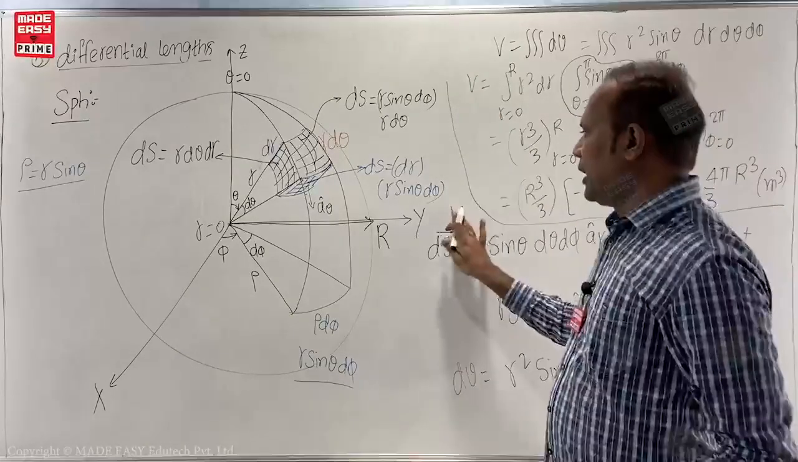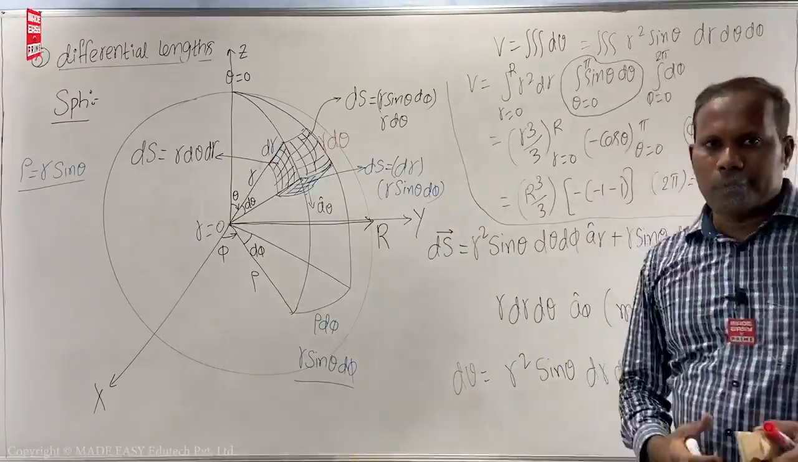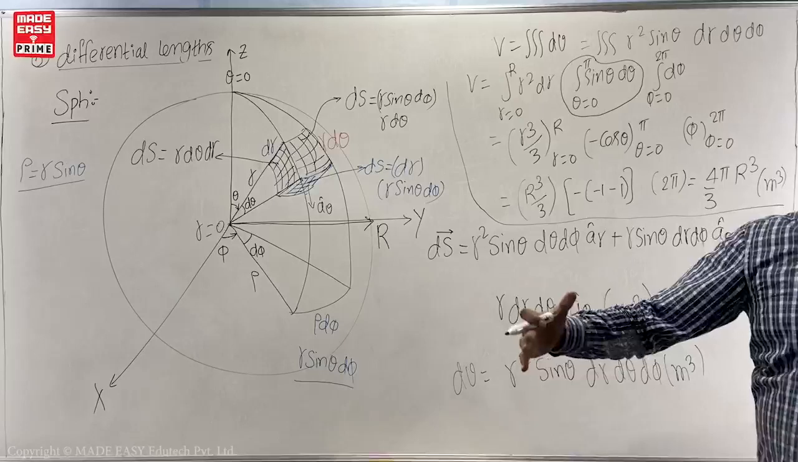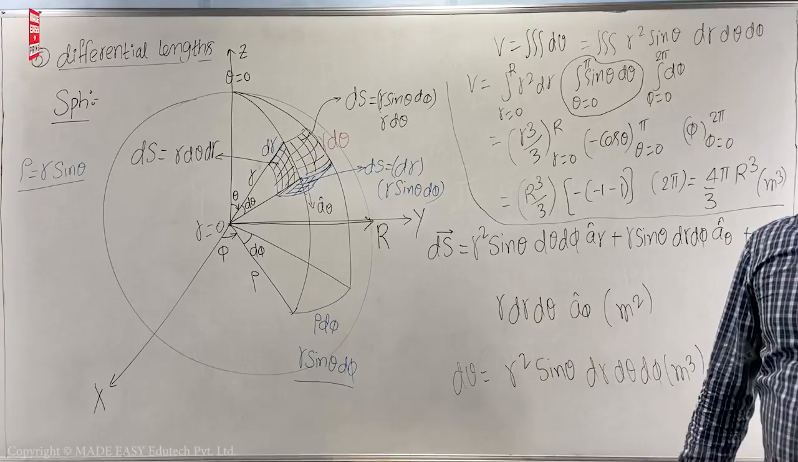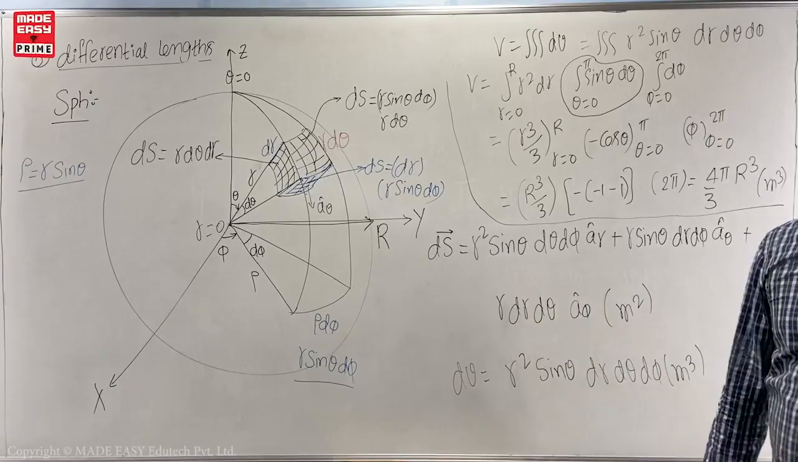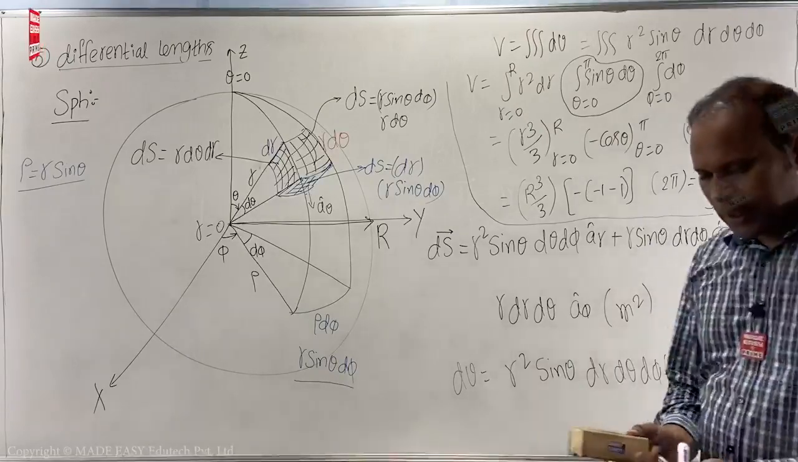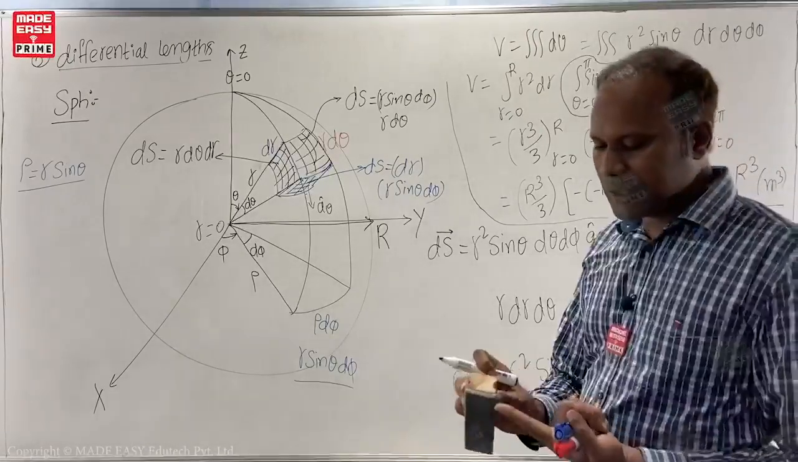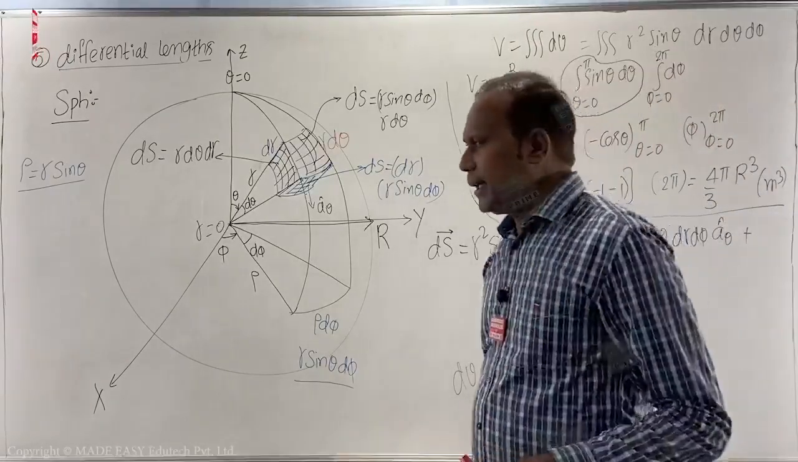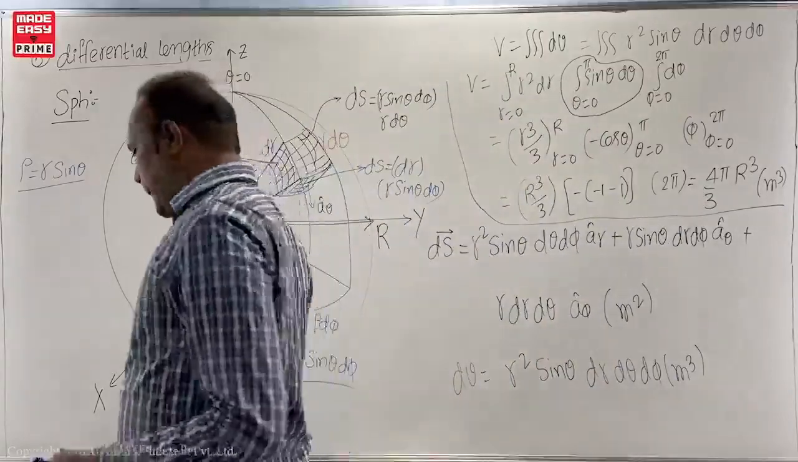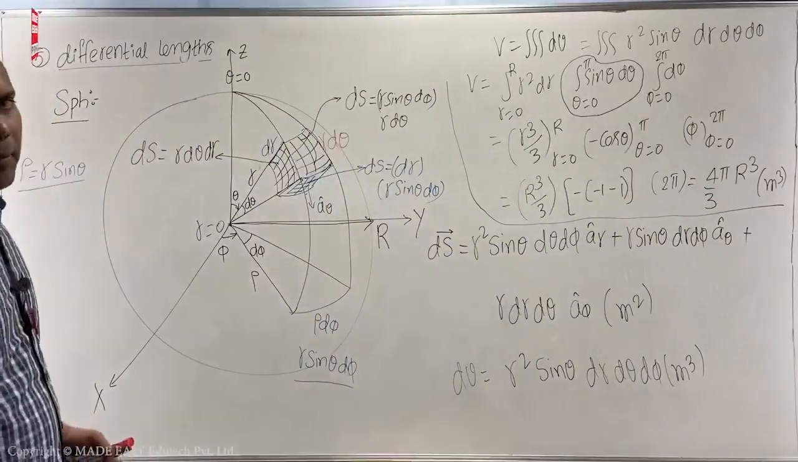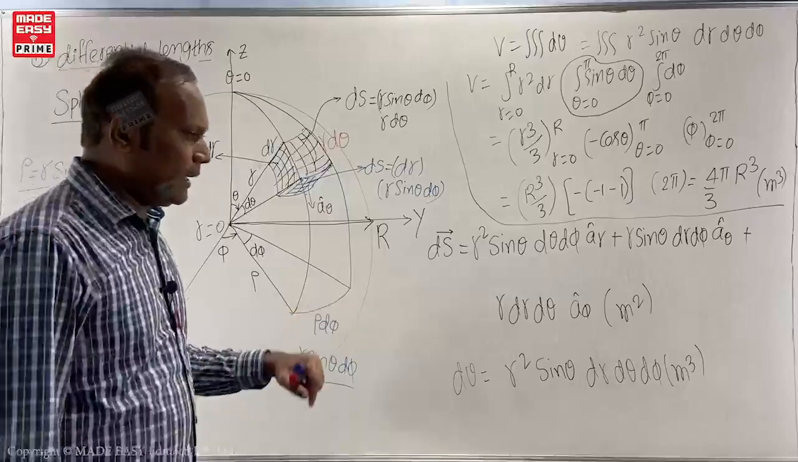So in this way, if you want the equation of a long line, then you write the equation of a small line and integrate that. Similarly, if you want the equation of a bigger surface, then write the equation of a small surface and integrate that. If you want the equation of a bigger volume, then you write the equation of a small volume and integrate that.